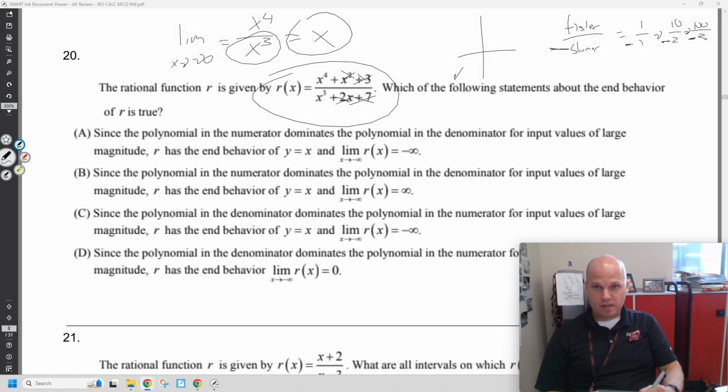Here's the other way. Y equals x. What's the end behavior? Like that. If I go towards negative infinity, I get y's of negative infinity. And that's really what it's saying. It has the same end behavior as y equals x. I didn't really see that.